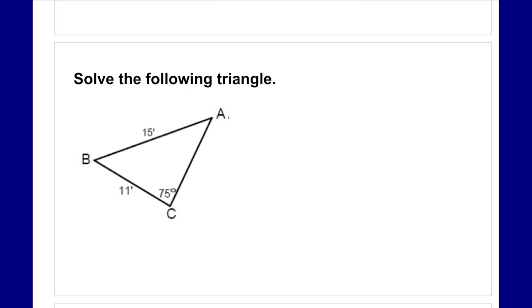So what we want to do next is we want to solve the following triangle. When we say solve the following triangle, we want to find all sides and angles. It's not a right angle triangle. We only have one angle given. There's no indication that the other angles are going to be a right angle. So we need to find our missing sides and angles.